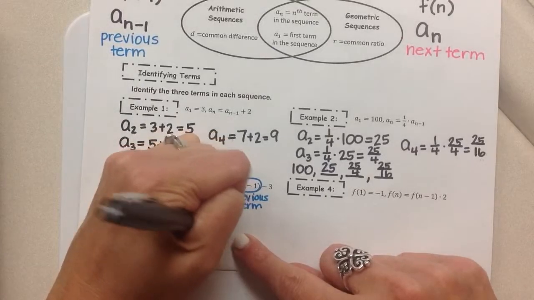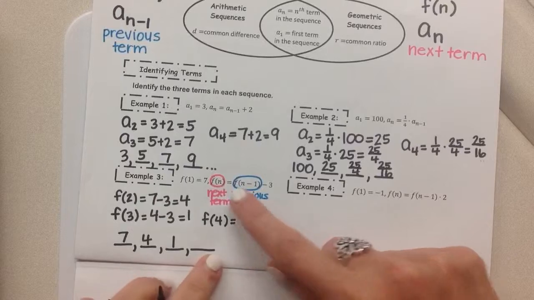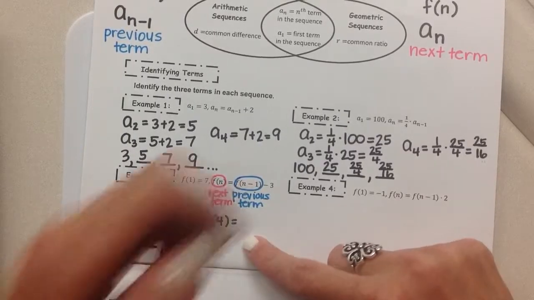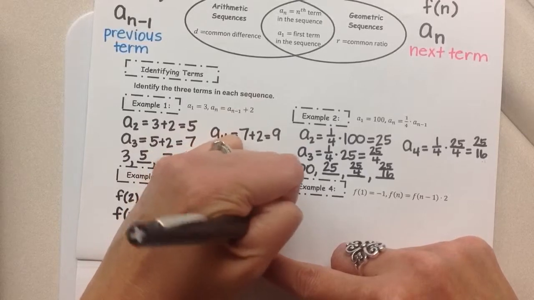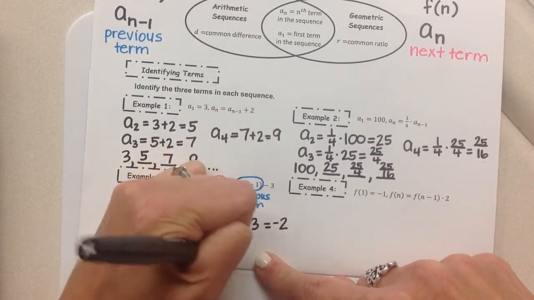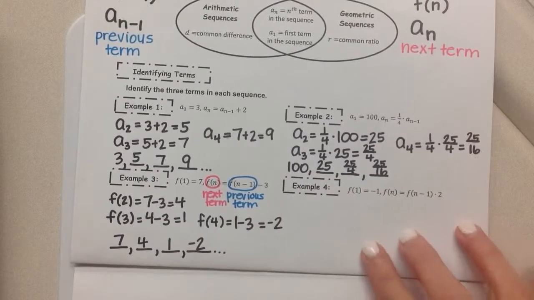And if I want to find f of 4, the fourth number in the list, I'm going to take the third number in the list, which is 1, and subtract 3. Well, 1 minus 3 is negative 2. And then again, we could keep this pattern going, subtracting 3 every time from our number to get the next number.